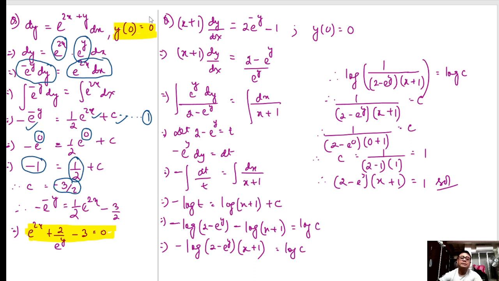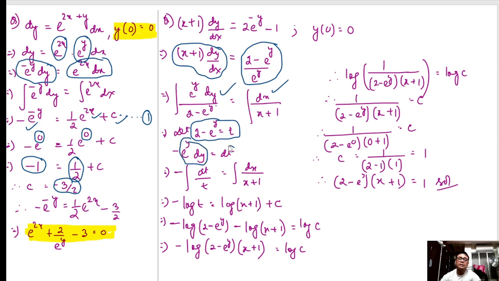Next sum, friends. This is the sum. So we have again separated the x part and the y part, and then applying the integration on both sides. So let us take e to the power 2 minus e to the power y as t. So minus e to the power y dy is dt. So this comes out to be minus dt by t.